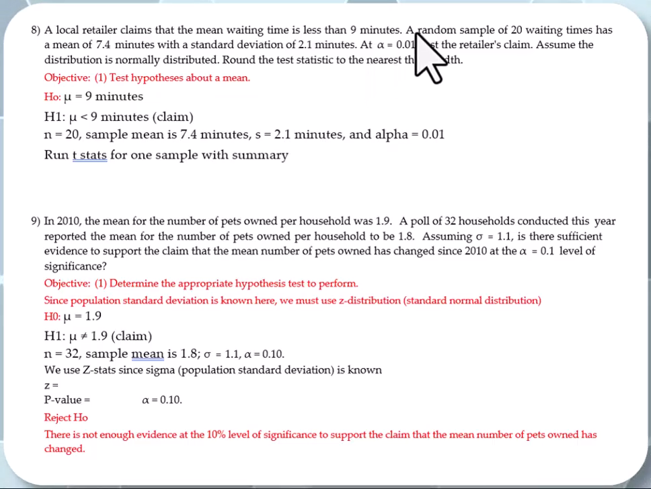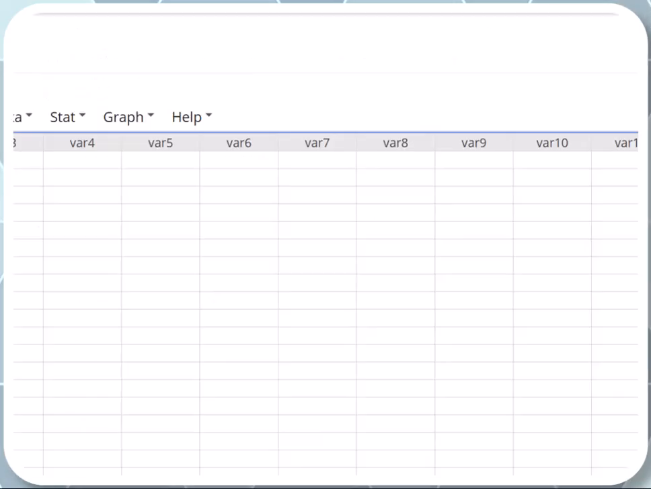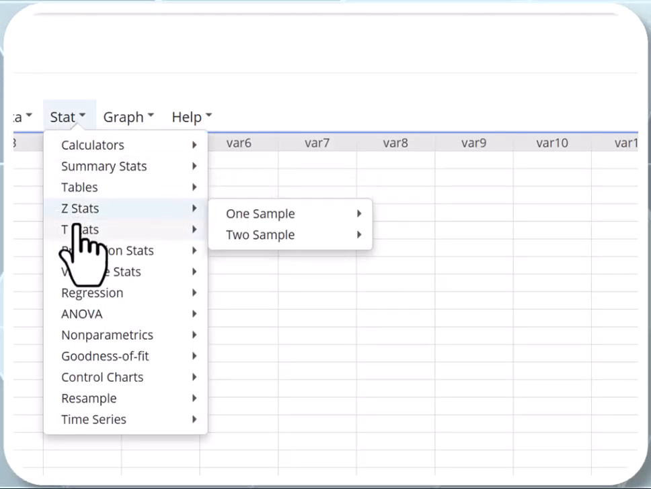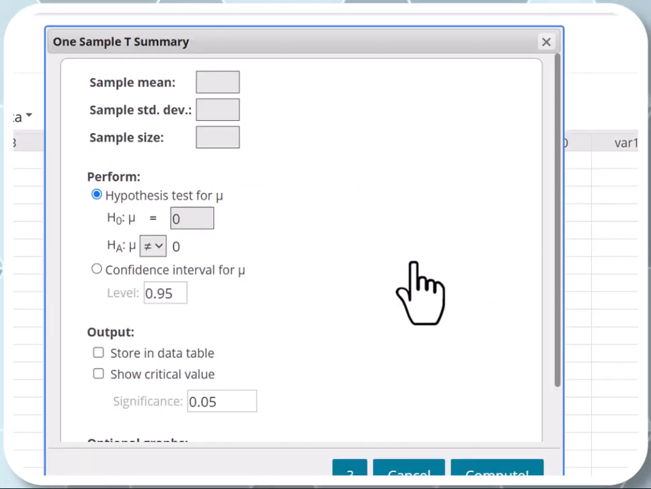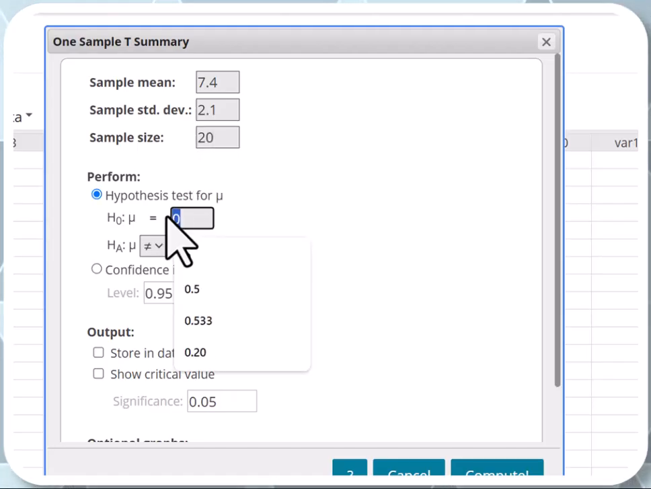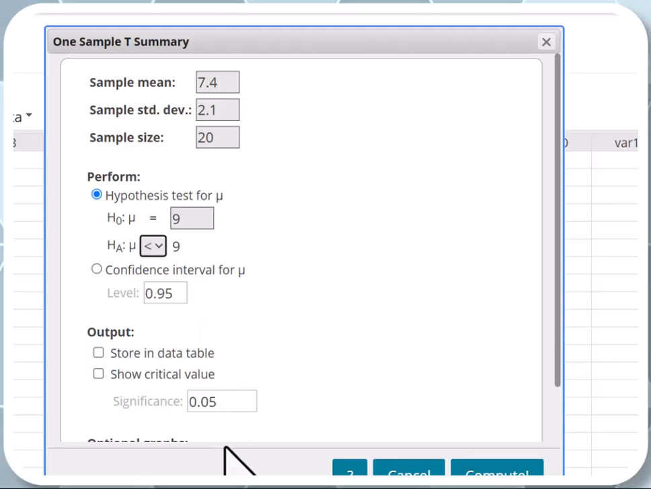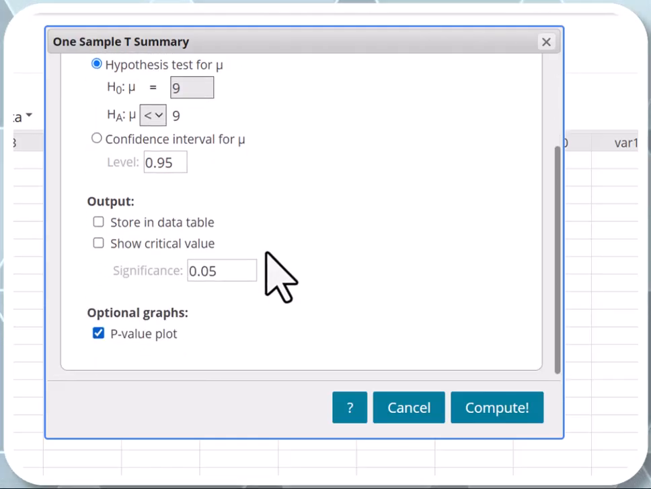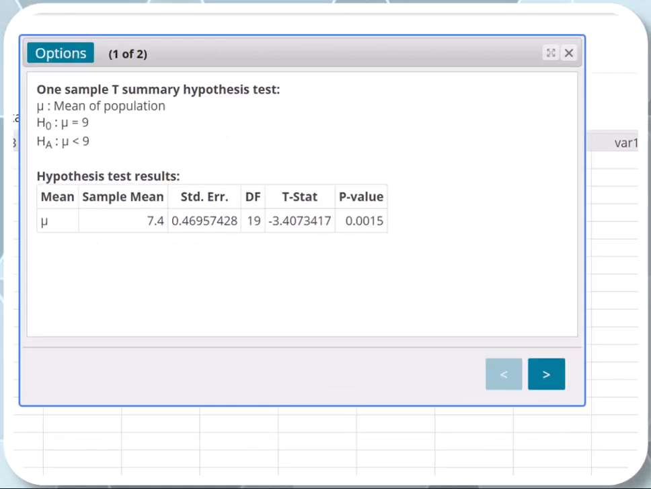So we're going to go to StatCrunch and run a t-stats there. So we are in StatCrunch: Stat, T Stats, one sample with summary. Sample mean, which is 7.4, sample standard deviation 2.1, sample size is how many? 20 in the sample, and we're testing against the value 9, and we're testing if the mean is less than 9. Let me just show you here. If you want to see the p-value, you can sketch it. And we're going to hit compute. And here's what we get.